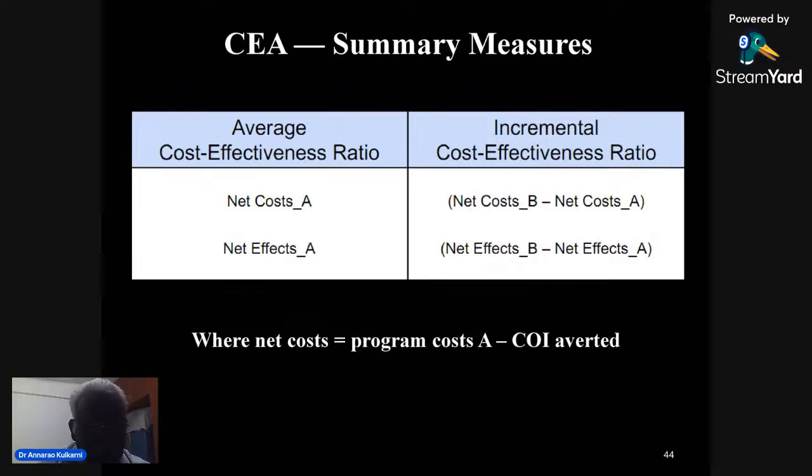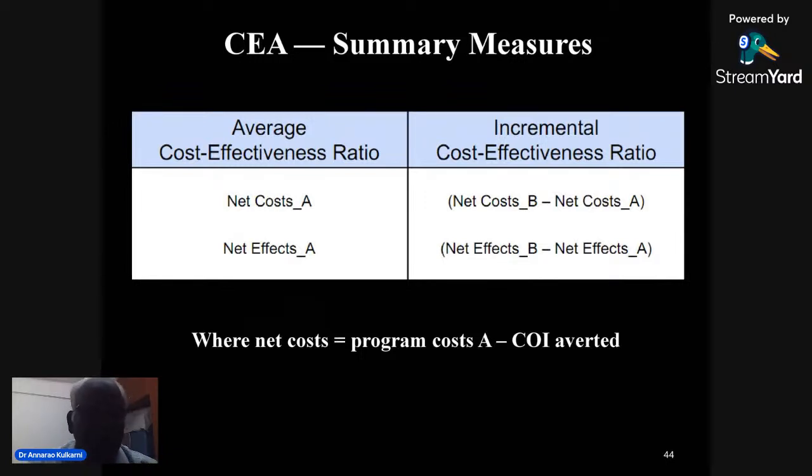The summary measure in cost effectiveness analysis is the ratio of net programmatic costs divided by the net program effects. Programmatic costs are program costs minus the cost of illness averted by the program. This is very important. We have to remember this. It is not just the cost of a program, but the cost of the program minus the cost of the illness averted by the program.